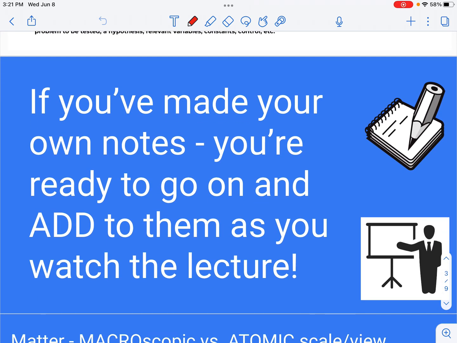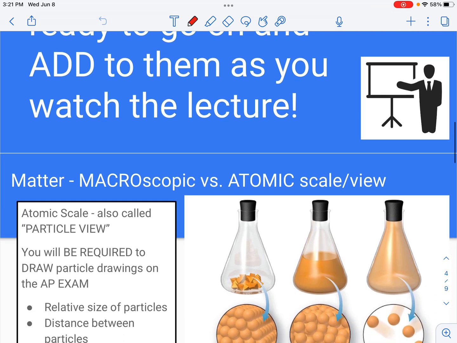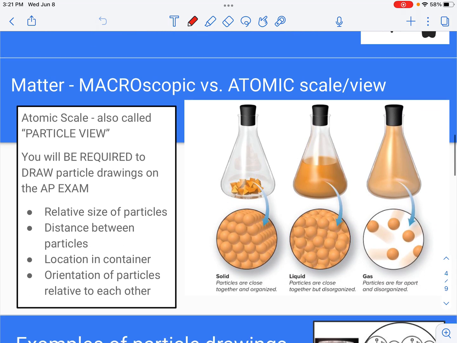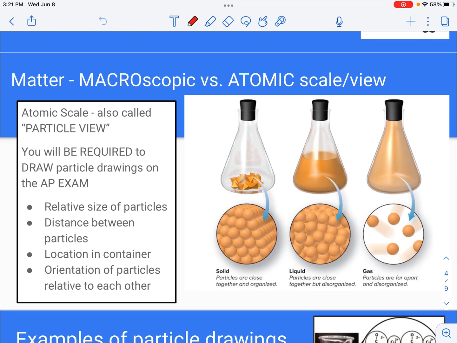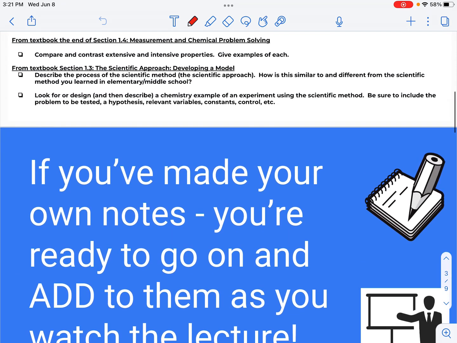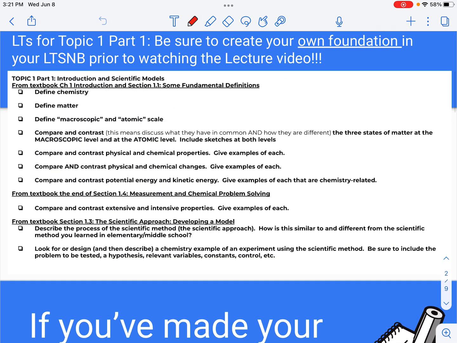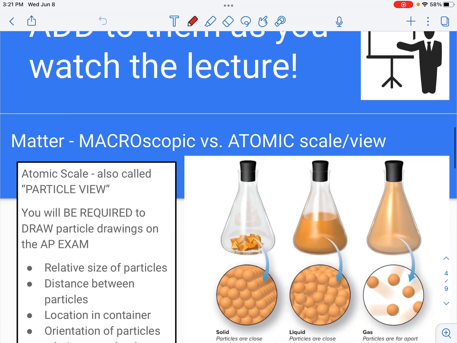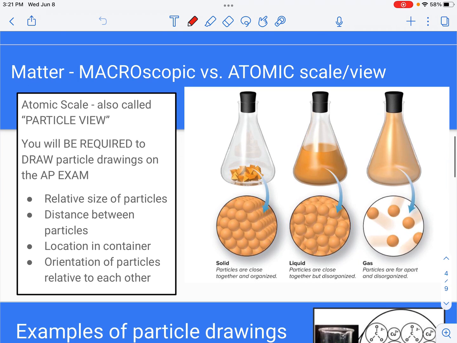And if you're ready to go, then you're ready to add to them as you watch the lecture. So the beginning of this is to build some things for you that you'll be expecting as you go through the year and that are expected of you on the AP exam. You'll notice that I'm not going to touch on a number of these learning targets because I think they're pretty straightforward, but I am going to touch on some things that I think will be important as you go, and things that you may not have been able to pull out of the book on your own. I will also give you some examples.